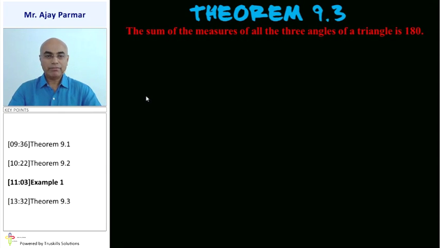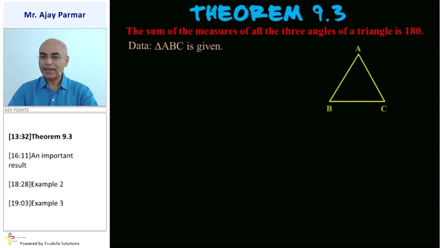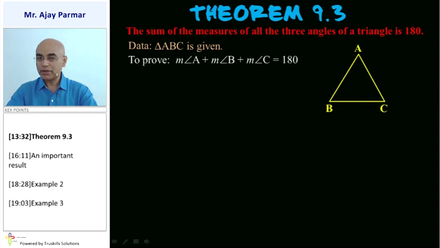Theorem number 9.3: the sum of the measures of all three angles of a triangle is, as you know, 180. Now we shall prove why it is 180. So in the data part we are given a triangle ABC, and what we need to prove is that measure angle A plus measure angle B plus measure angle C is equal to 180. Let us see how we prove this theorem.